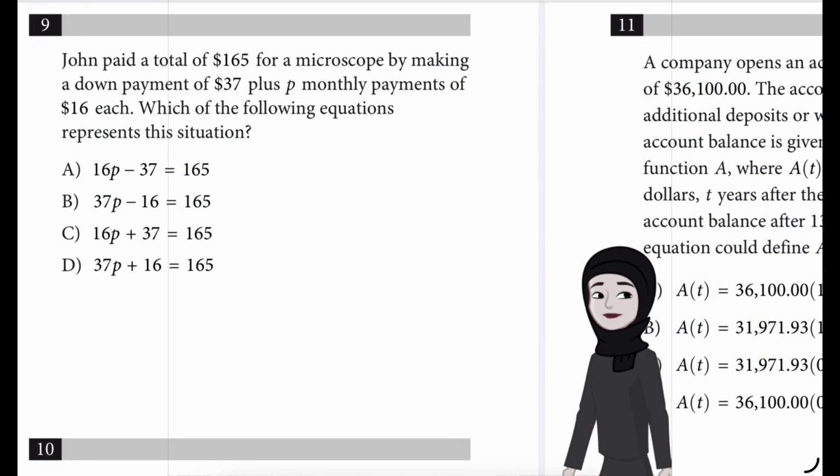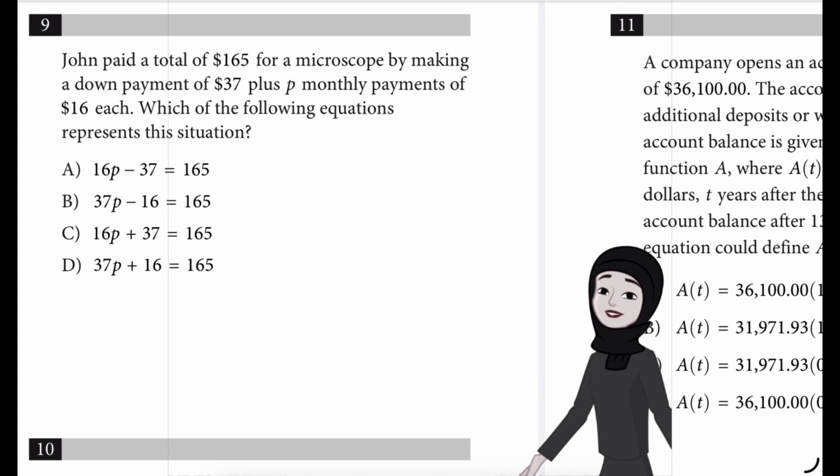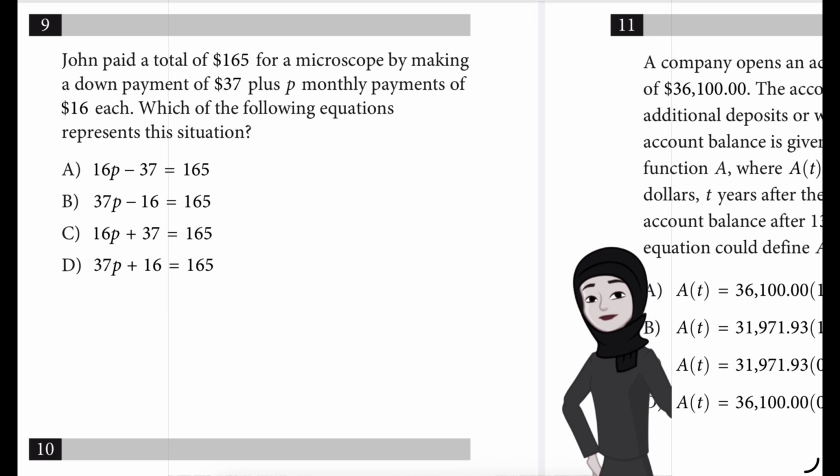Question number 9. John paid a total of $165 for a microscope by making a down payment of $37 plus P monthly payments of $16 each. Which of the following equations represents this situation?